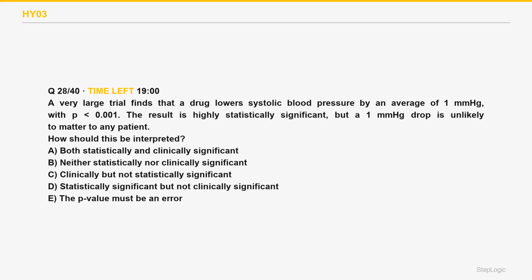How should this be interpreted? A very large trial finds that a drug lowers systolic blood pressure by an average of 1 mmHg with p < 0.001. The result is highly statistically significant, but a 1 mmHg drop is unlikely to matter to any patient. Read the command: reconcile a tiny effect with a tiny p-value. Significant on paper, meaningless in the clinic.